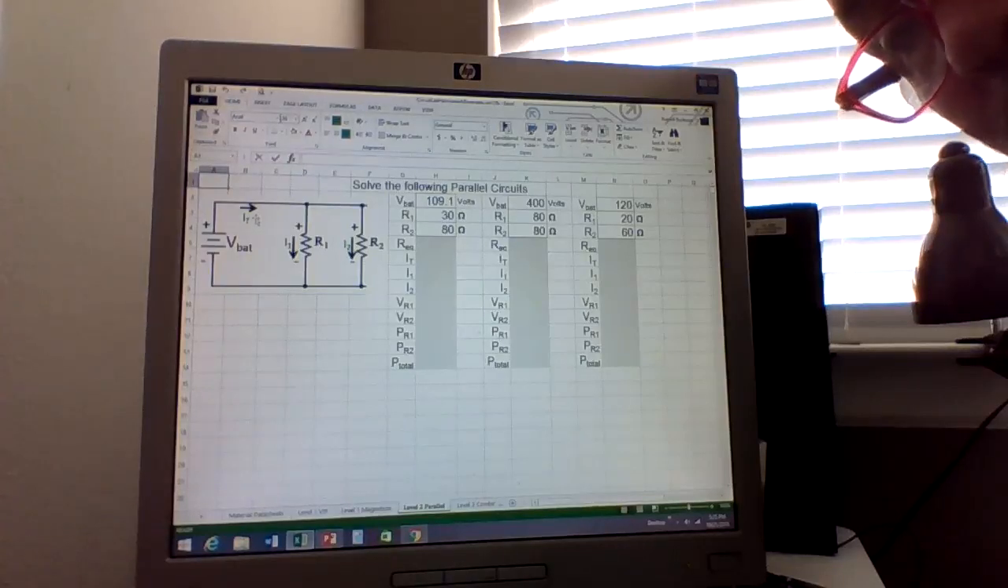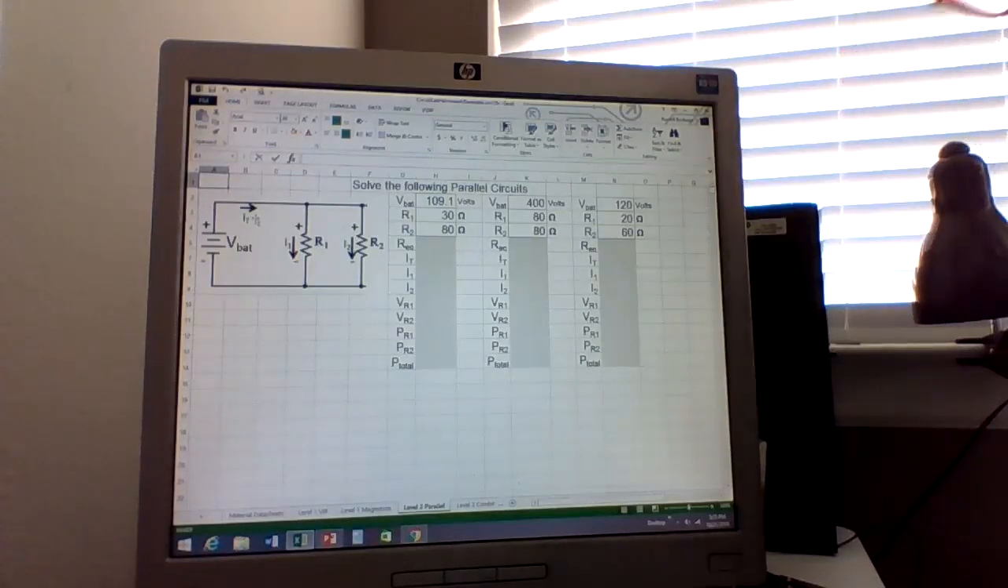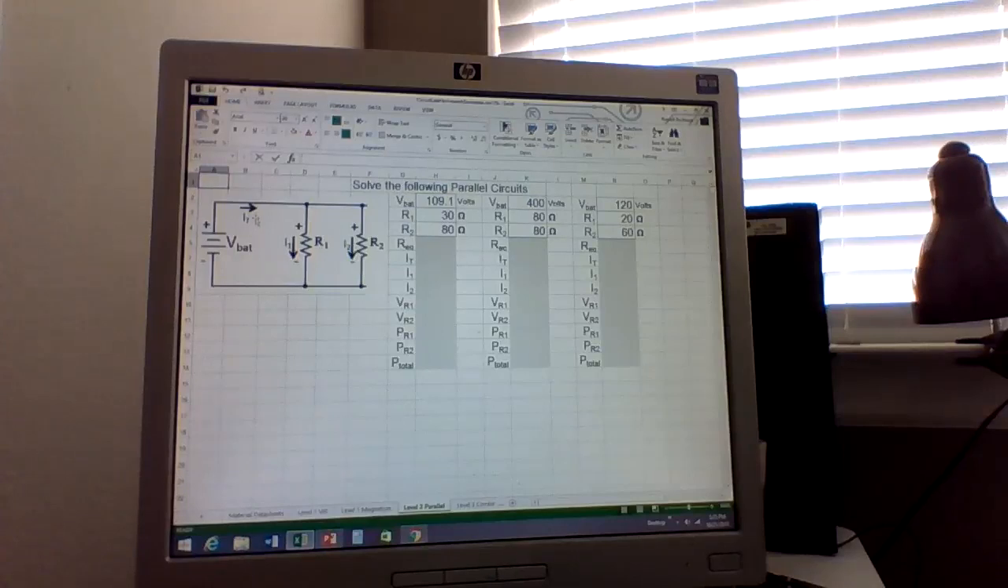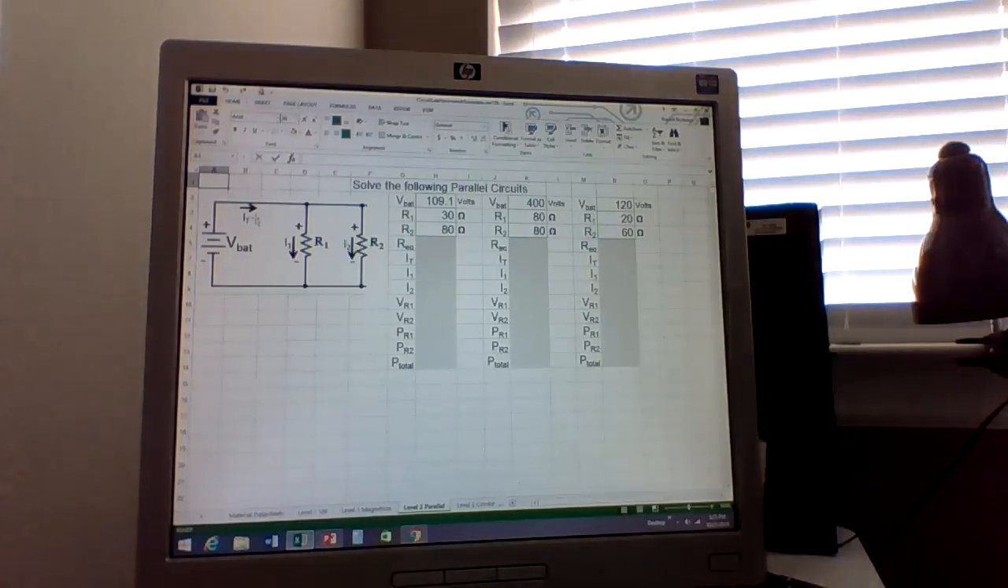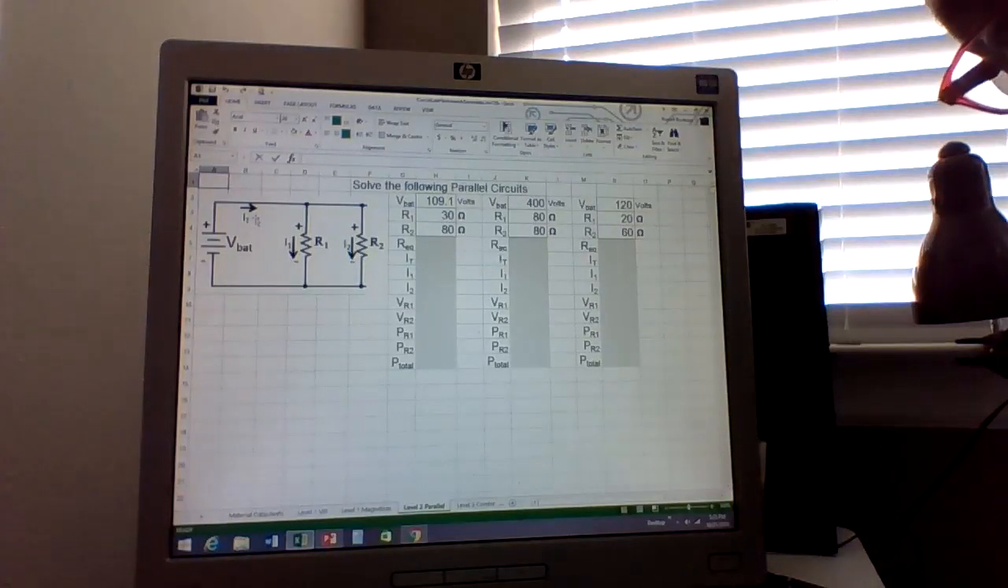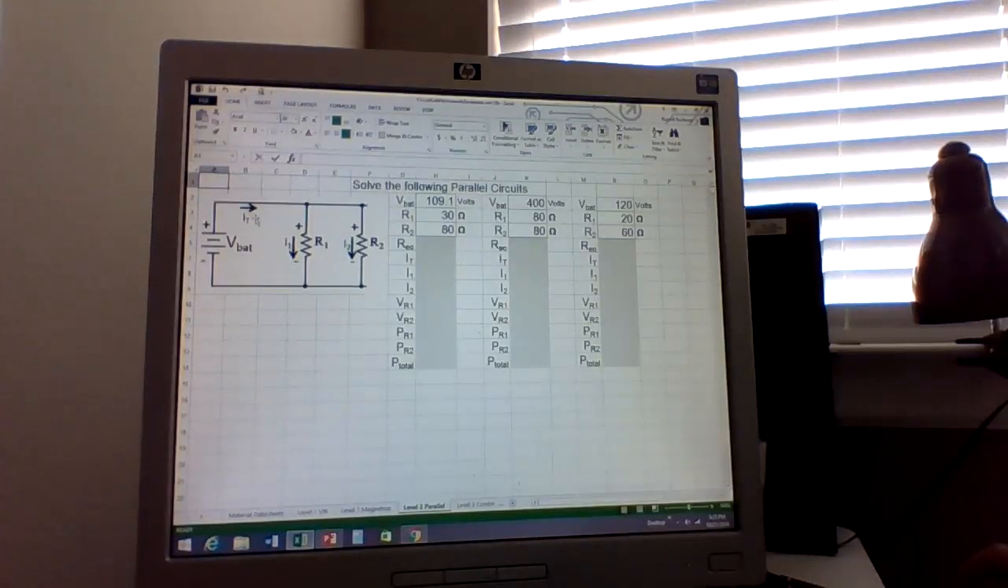Here's the question I have for you. What's the unit? It's 4,000 what? Watts. That's right. 4,000 watts. Correct. Okay. So you've done a really good job.